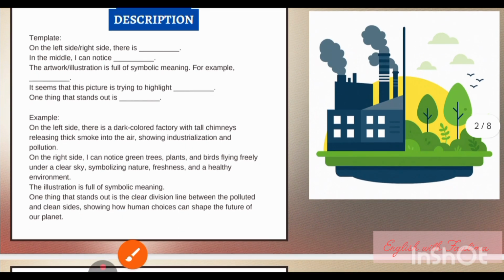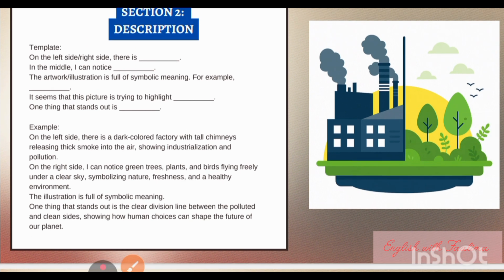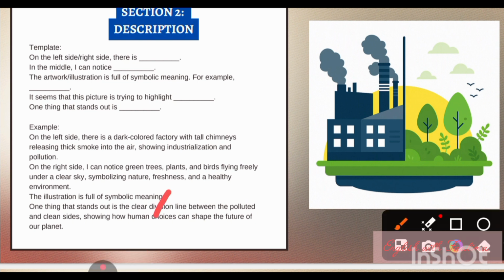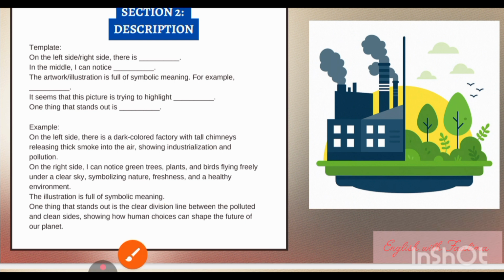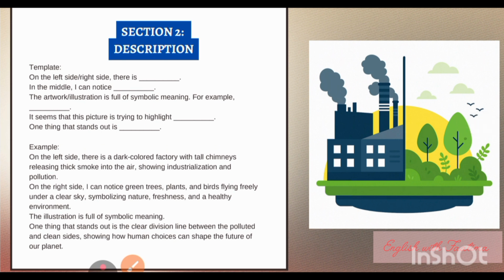We can see on the left side there is a dark colored factory with tall chimneys releasing thick smoke into the air. That shows industrialization and pollution. On the right side, we can notice green trees, plants, birds flying freely under a clear sky. They show nature, freshness, and a healthy environment. So, this illustration is full of symbolic meaning. This much is enough. But if you want to add more details, you can say one thing that stands out is the clear division line between the polluted and clean sides, showing how human choices can shape the future of our planet. Right? So now you described multiple parts of this picture.